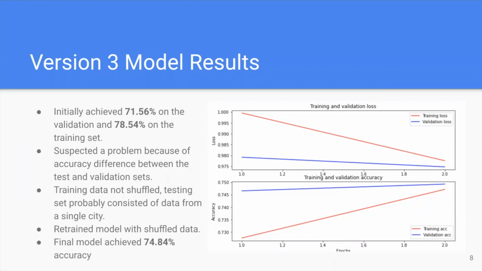So we went back and we suspected that the problem was that when we aggregated the data from the 3 cities, we didn't shuffle them. So when we divided the data into testing and training, we took the first 80% of data points as the training and the last 20% as the testing. So in that case, there was a high chance that the testing set consisted of data from only 1 city. So, after realizing our mistake, we retrained the model and we shuffled the data randomly into the 80-20 split. And our final model was able to achieve a 74.84% accuracy. And this is consistent between the validation and the testing sets.